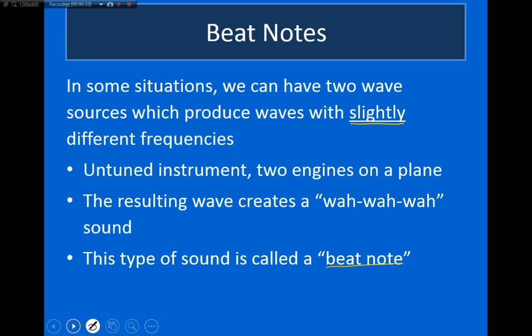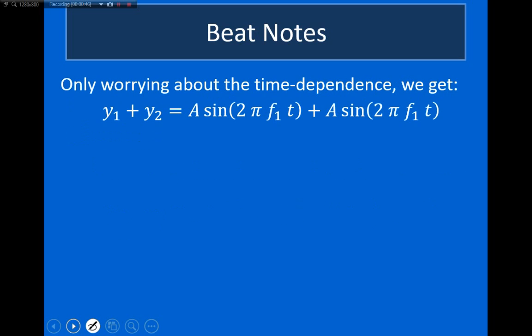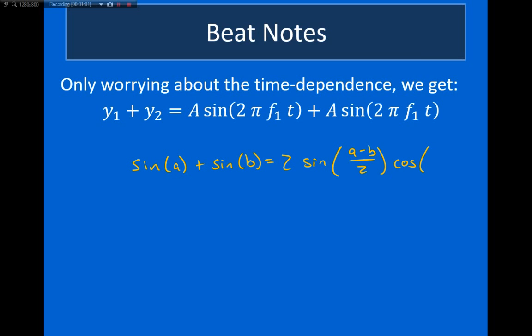And we can explain a beat note the same way we explain standing waves. We just apply the superposition principle to our mathematical representation of a wave. So here I'm just going to worry about the time dependence, and I'll add these two waves together. Now once again, we'll use the trigonometric identity sine of A plus sine of B is equal to 2 sine of (A minus B) over 2 times cosine of (A plus B) over 2.